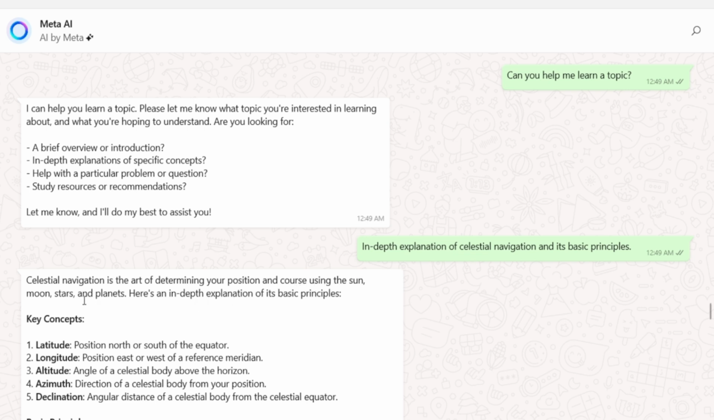AI answers, celestial navigation is the art of determining your position and course using the sun, moon, stars, and planets. Here's an in-depth explanation of its basic principles. Key concepts: latitude, position north or south of the equator; longitudes, position east or west of a reference meridian; and then altitude, azimuth, declination.